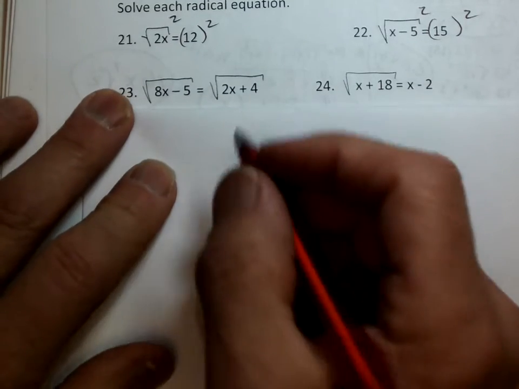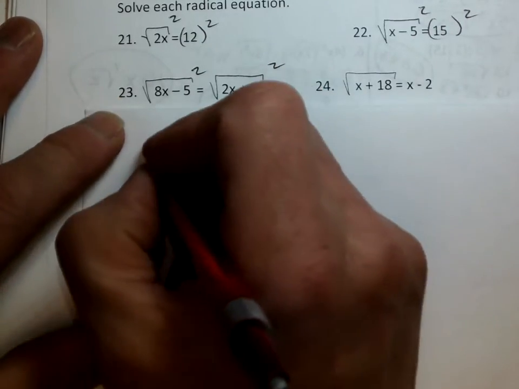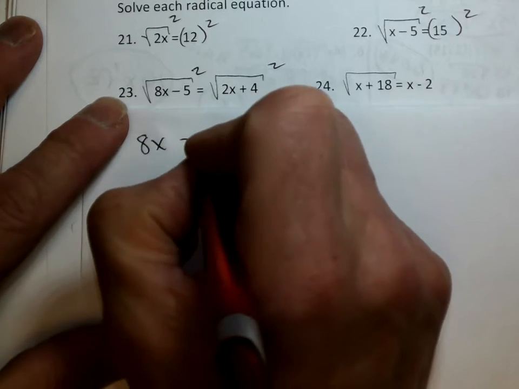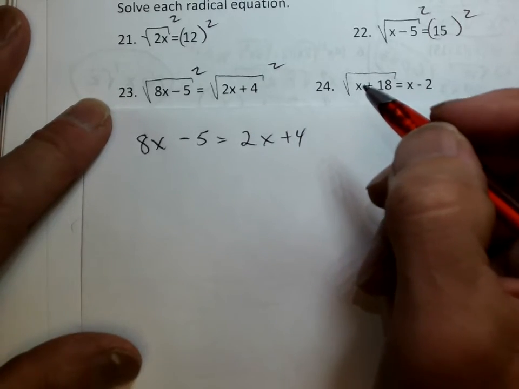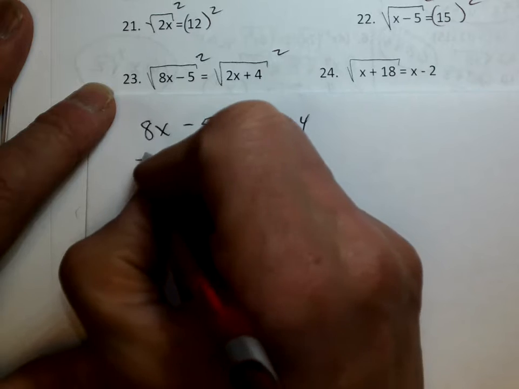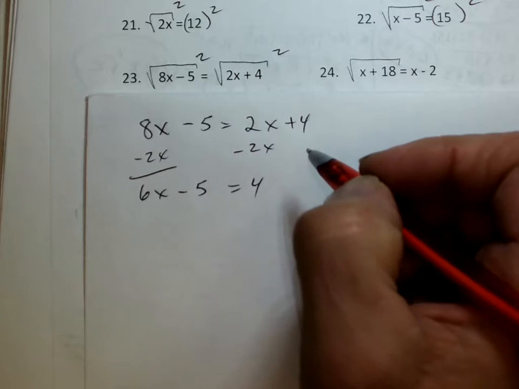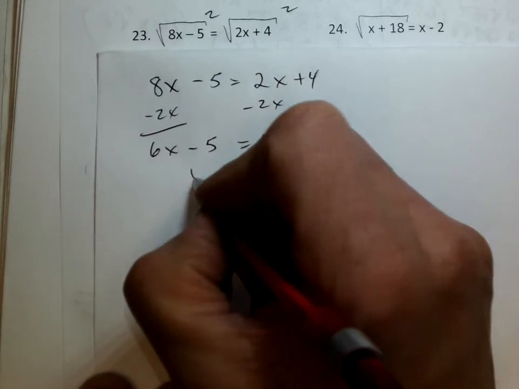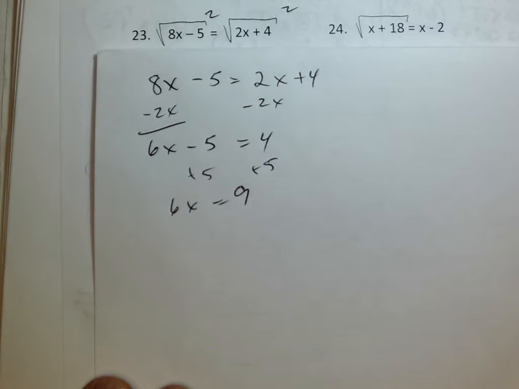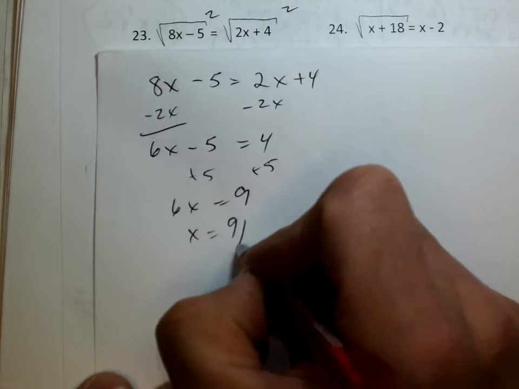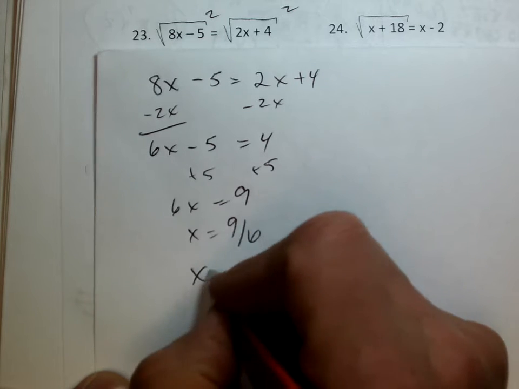23. Well, again, square both sides. I guess this one's pretty easy. Square it, right? I have 8x minus 5 equals 2x plus 4, right? I'm just going to solve. Minus 2x, 6x minus 5 equals 4, right? Plus 5, 6x equals 9, right? Divide by 6 and I get 9/6. It's an okay answer. Or 1.5. That's an okay answer. Or x equals 1.5.